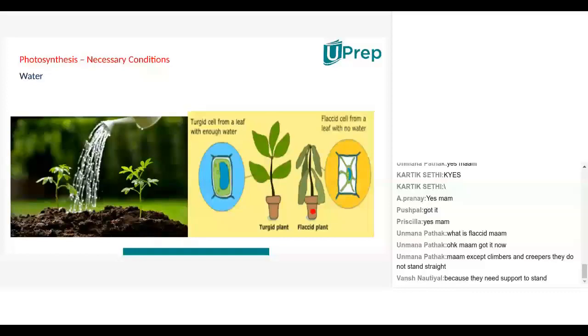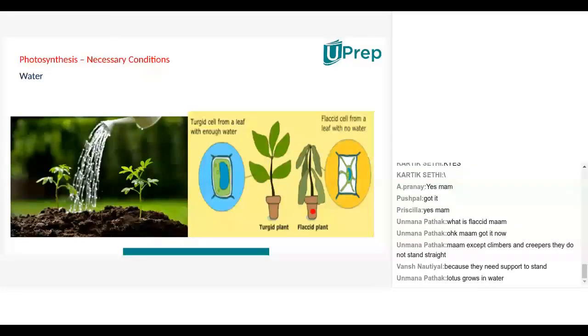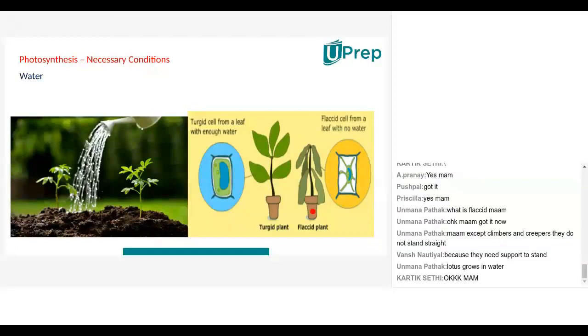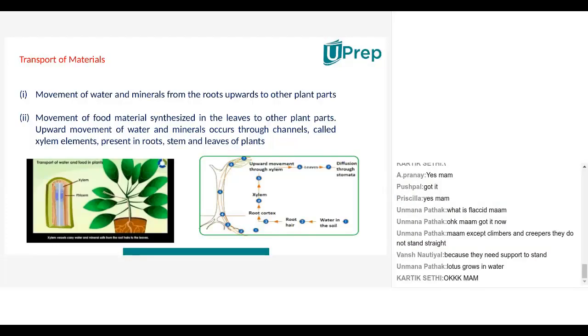There are certain small Chinese bamboo plants. There is snake plant, spider plant. Yes, Unmana, lotus. They only need water. It's okay even if you don't add any nutrients to the water. Only plain water is enough. Okay, so this is proved that water is the third and the most important constituent for photosynthesis. Now, today we'll study also how the transport of materials happens.